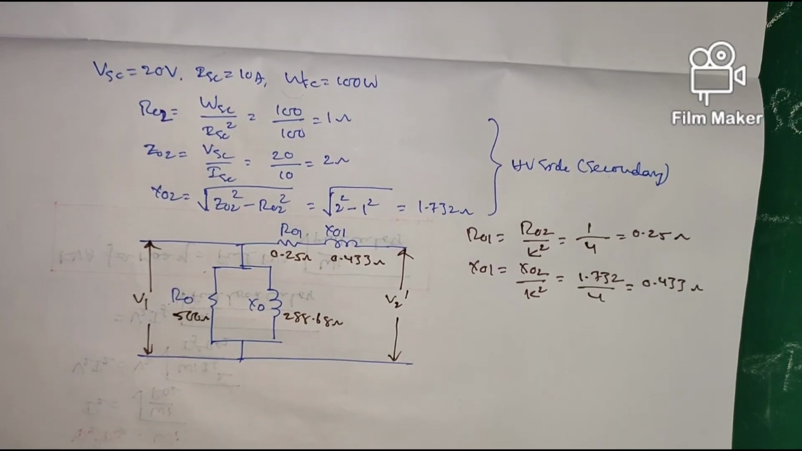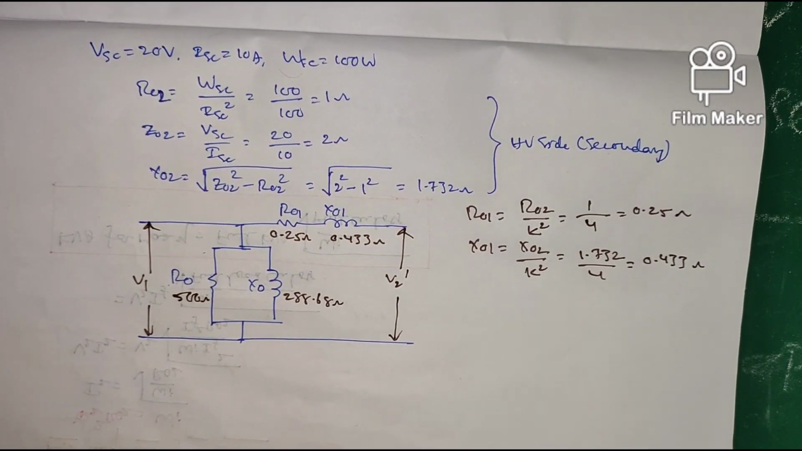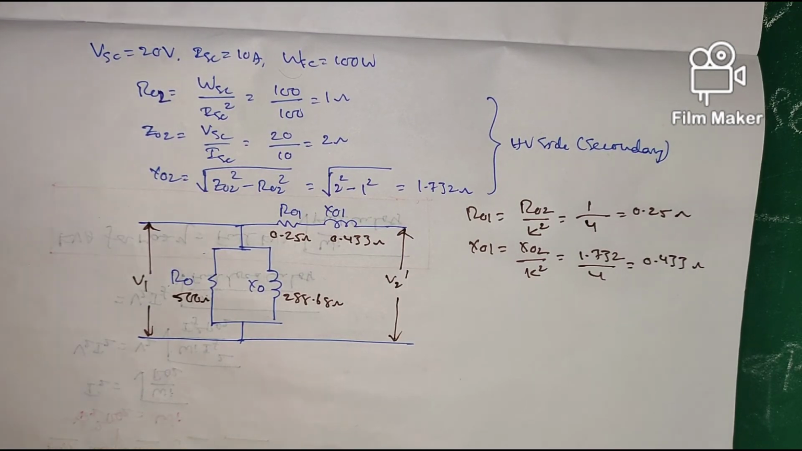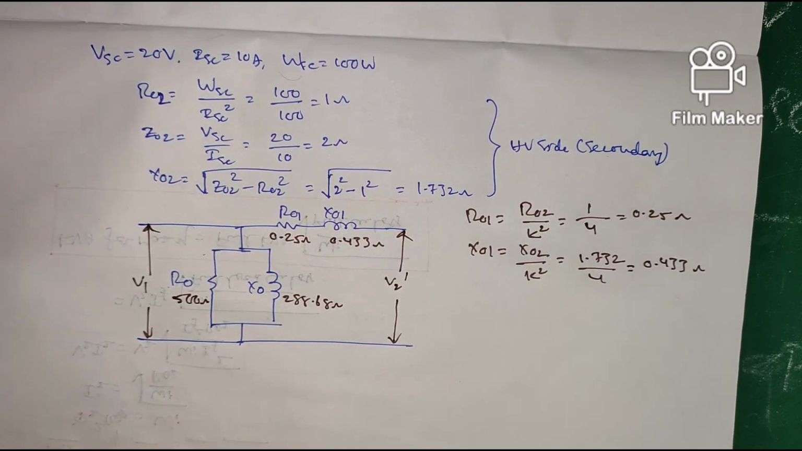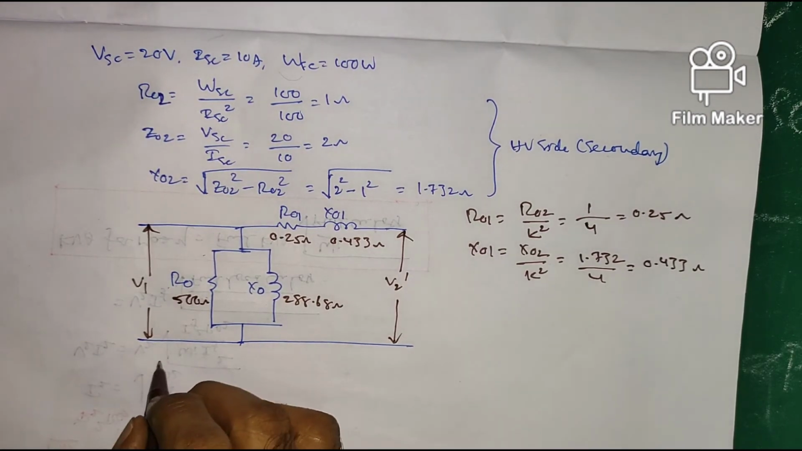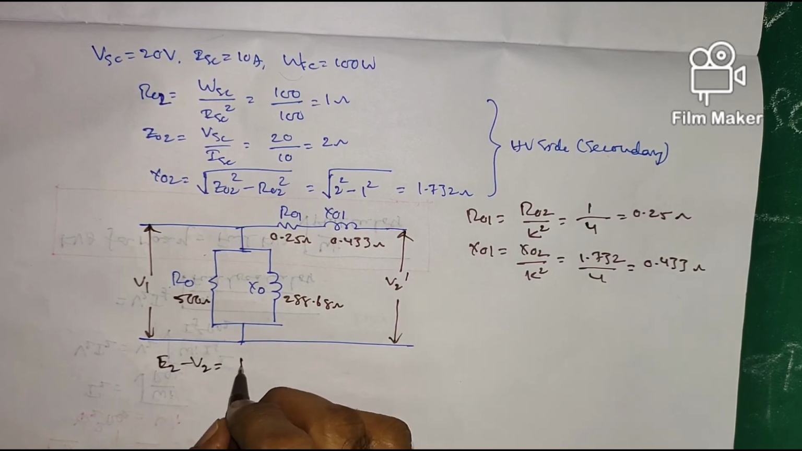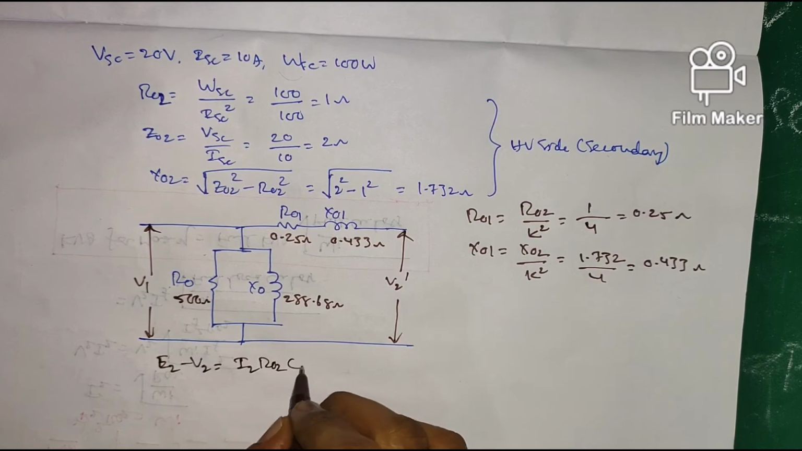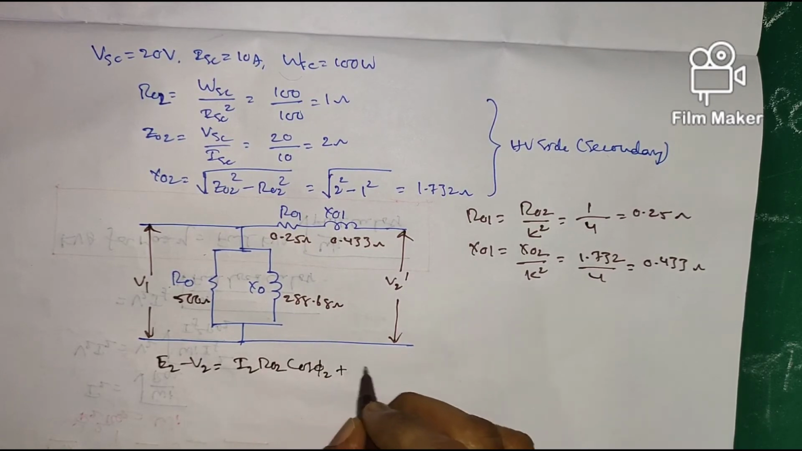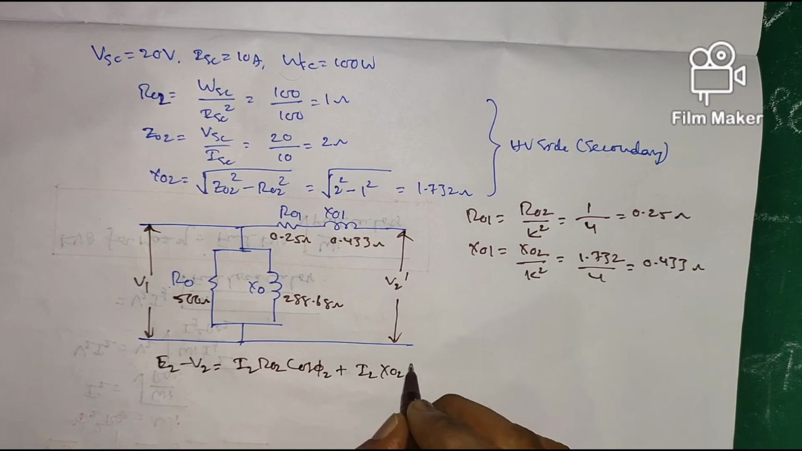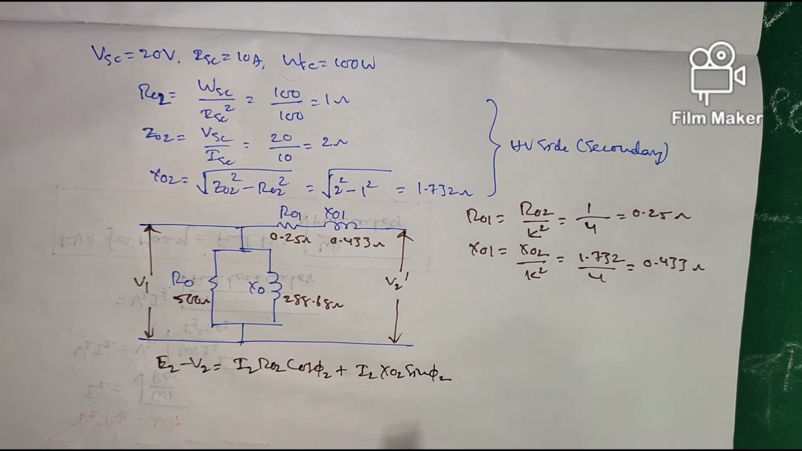Like this we have to construct the equivalent circuit of a transformer, and in this problem we are also given to find out the secondary terminal voltage when it is delivering 10 amperes at 0.8 power factor lagging. So here we need to find out another part, and we know the formula for finding out the voltage drop. Approximate voltage drop E2 minus V2 is equal to I2 R02 cos phi 2 plus I2 X02 sin phi 2. For inductive load we have to consider this as positive, and for capacitive load this will become minus.